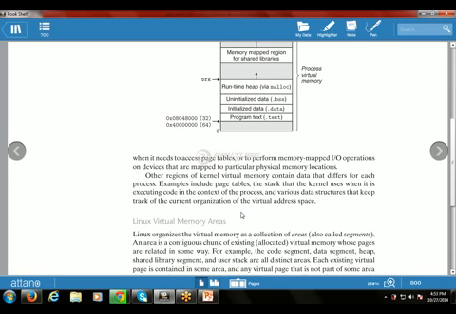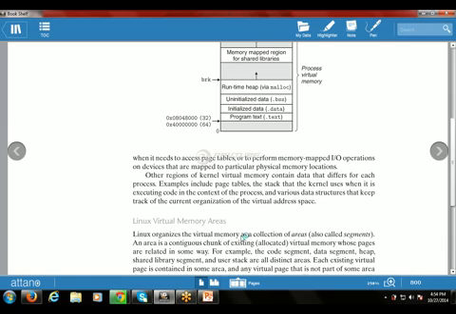Then next is your Linux virtual memory areas. Till now we have discussed the Linux virtual memory. Now what are the areas that are used in Linux virtual memory? Linux organizes the virtual memory as a collection of areas. So that means the virtual memory is divided into different areas that are known as segments.